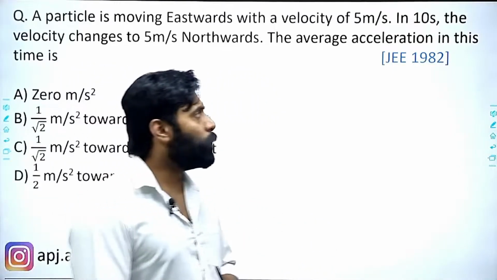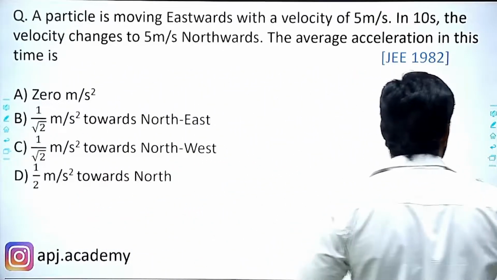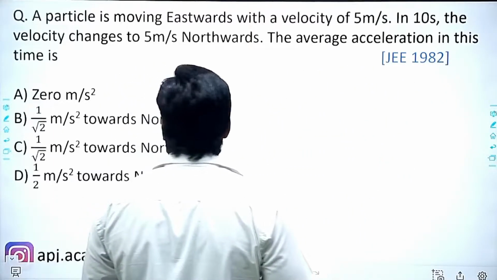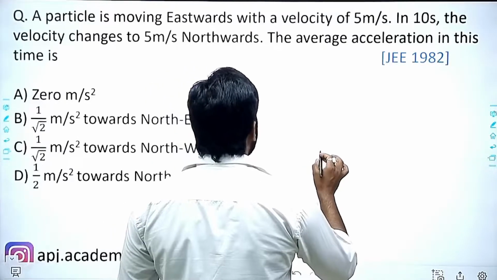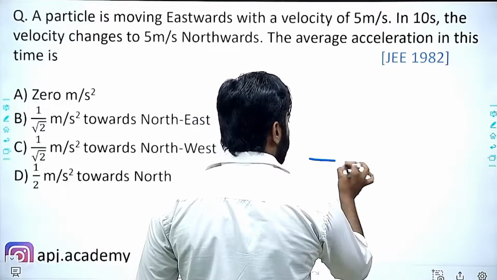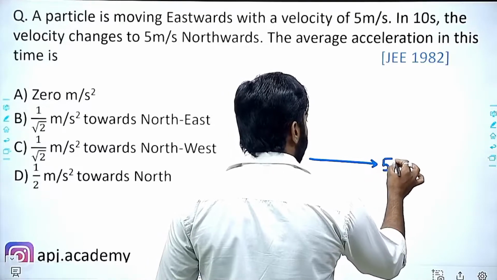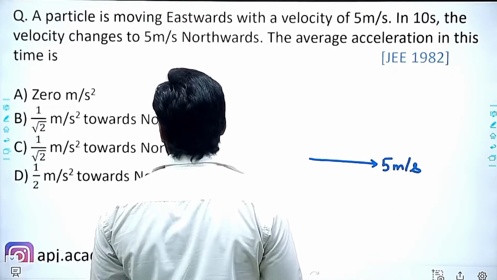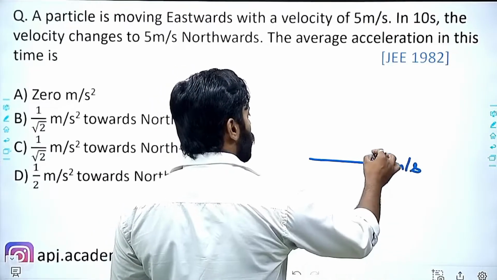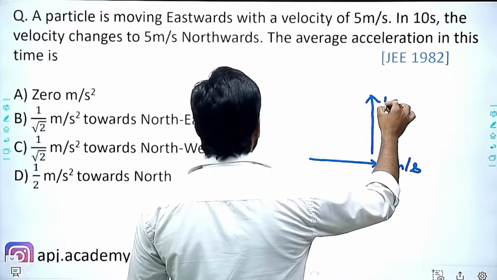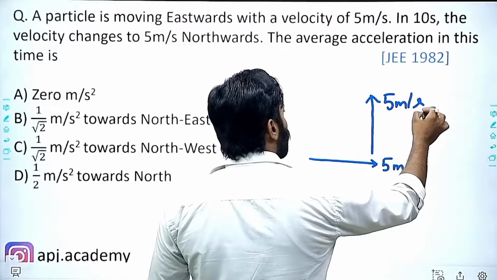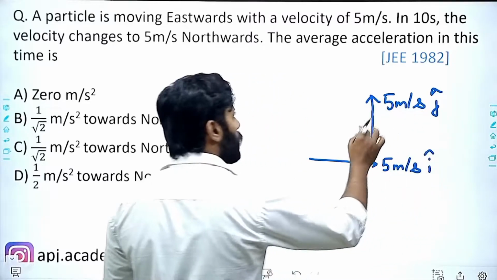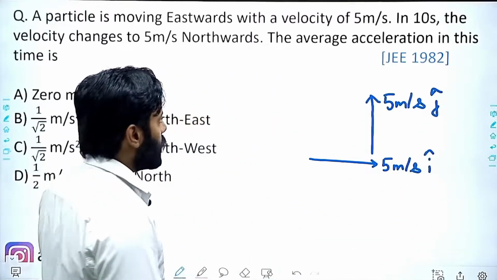A particle is moving eastward. This question is directly taken from H.C. Verma. A particle is moving eastward with a velocity of 5 meter per second. In 10 seconds, the velocity changes to 5 meter per second northward. Okay, if I mark this as I vector and this as J vector, then I have to calculate the acceleration.